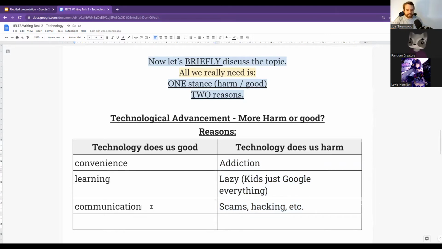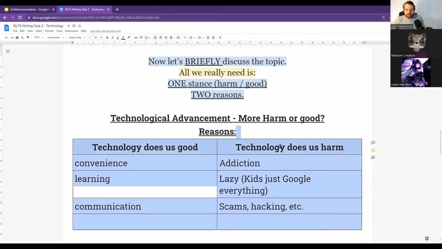Okay. Anyway, yes. And communication is definitely true. It was definitely true for me when I lived in Hong Kong and my family were in England. And now I live in England and I've got family and friends in Hong Kong. So communication is very useful when we have technology. Well, technology is useful. Communication is easy. So convenience, learning.